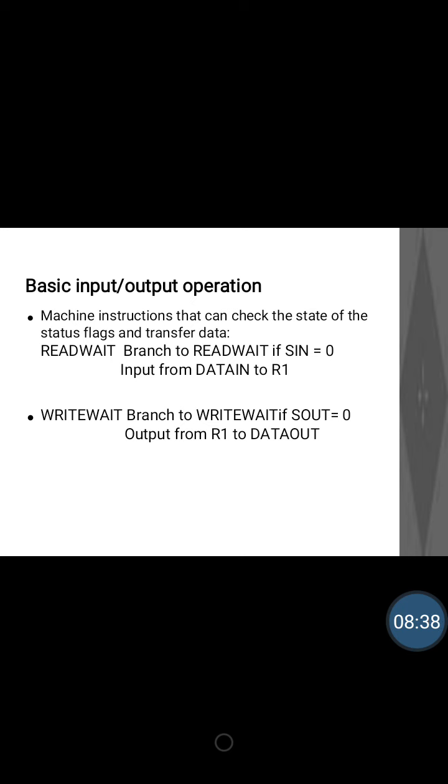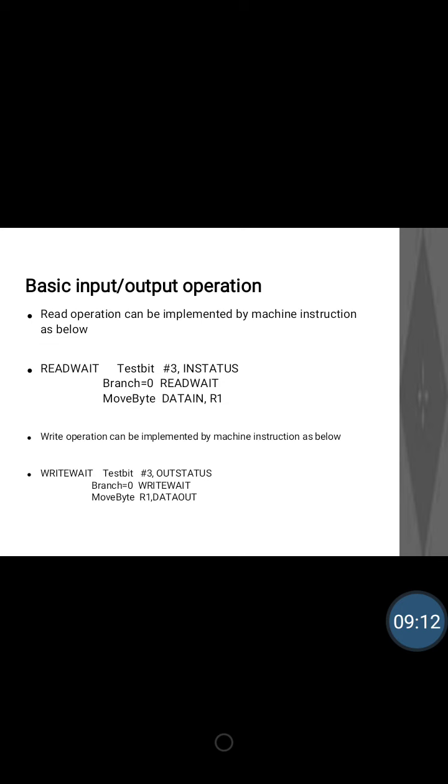Then the write operation using machine instructions: write wait is the label given. Branch to write wait means that at the same point it should be waiting if S out is 0. If S out is 0, it has to wait. When S out becomes 1, it has to output the content of R1 to data out. What did I do in the first case? From data in, from the keyboard, I have saved it to R1. From the same R1 it should be moved to the display. What is there in the display? Data out, isn't it? So, this is about writing the machine instructions.